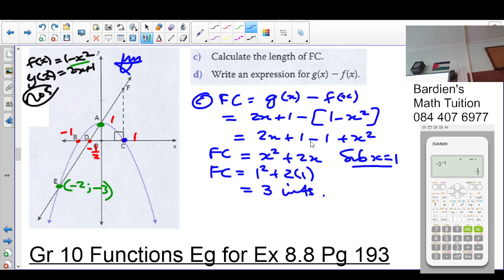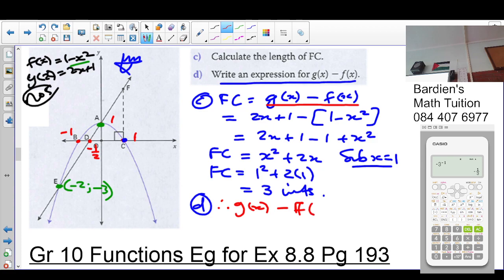Then they ask you in D to write an expression for g minus f of x. And what is g minus f of x? Is it not this here? So therefore, g of x minus f of x is then simply x squared plus 2x.